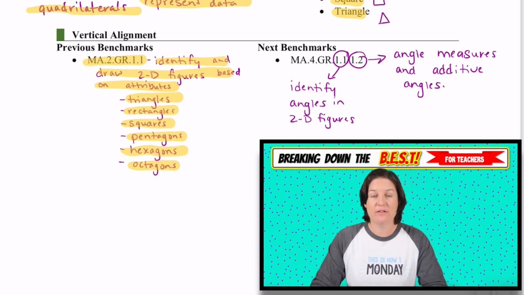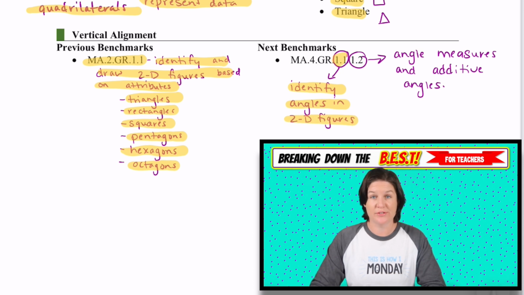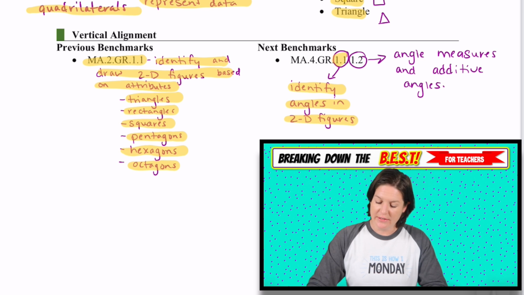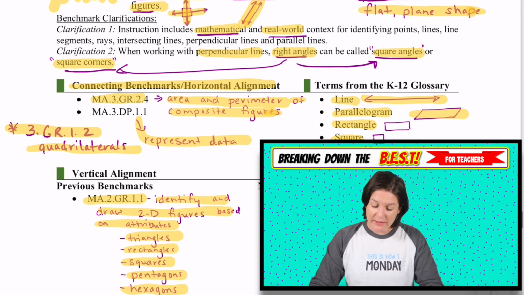That's second grade, and then in fourth grade we will align up to this standard, 4.GR.1.1, which is where we will identify the types of angles in two-dimensional figures, like acute, obtuse, right angles. And then in 1.2 for the fourth grade standard, we'll practice with angle measures and additive angles. So this standard is very heavy.